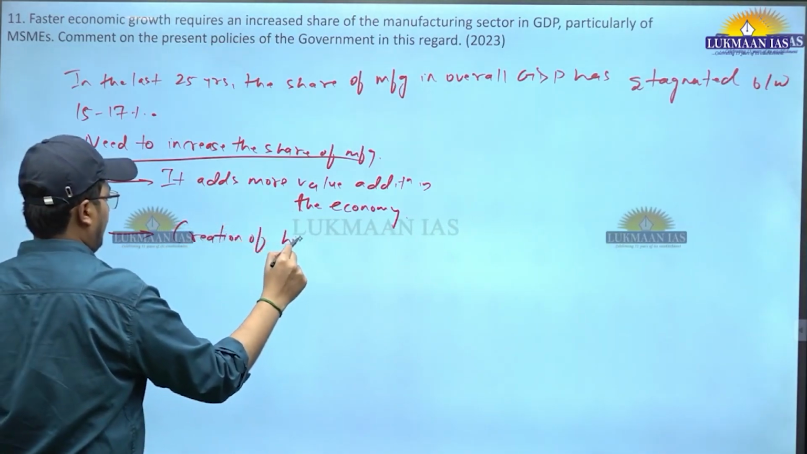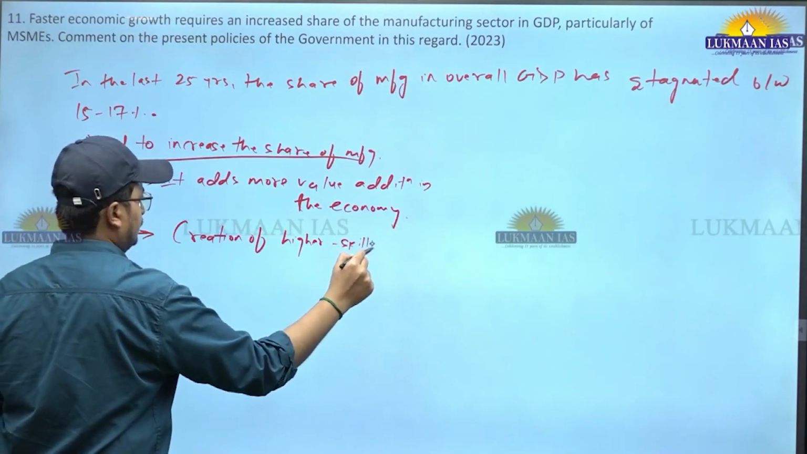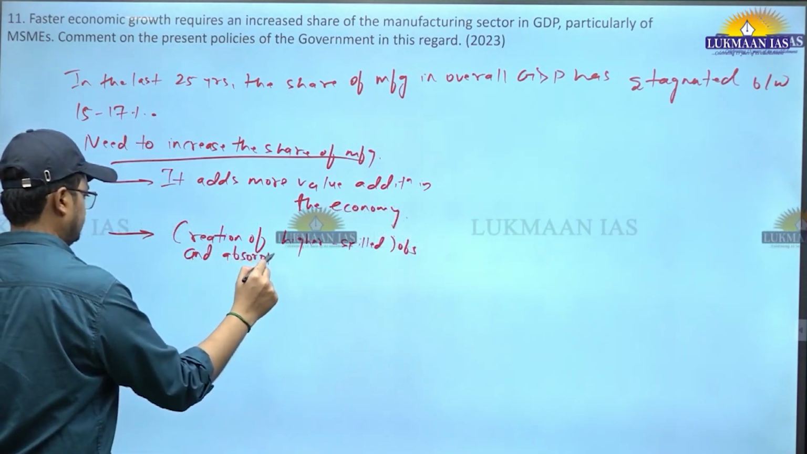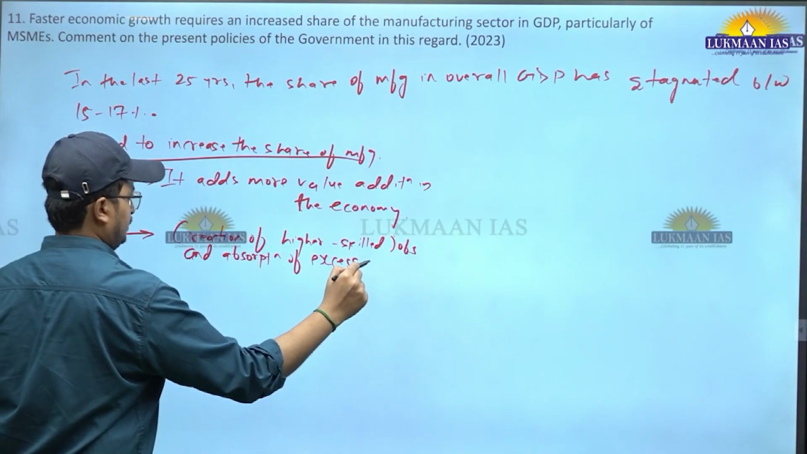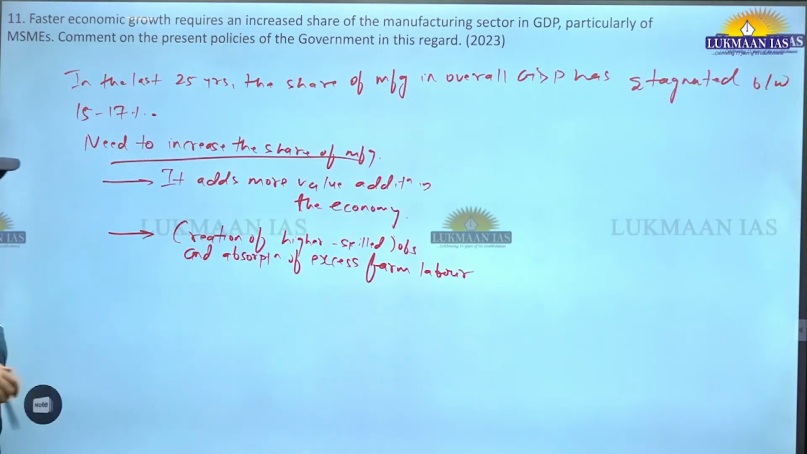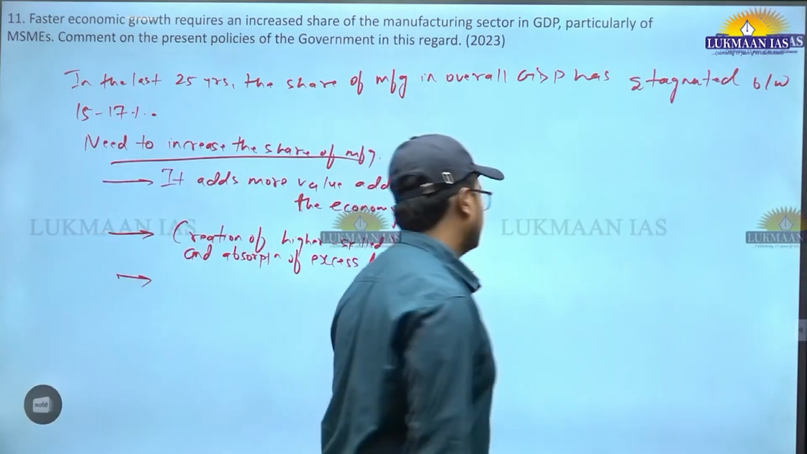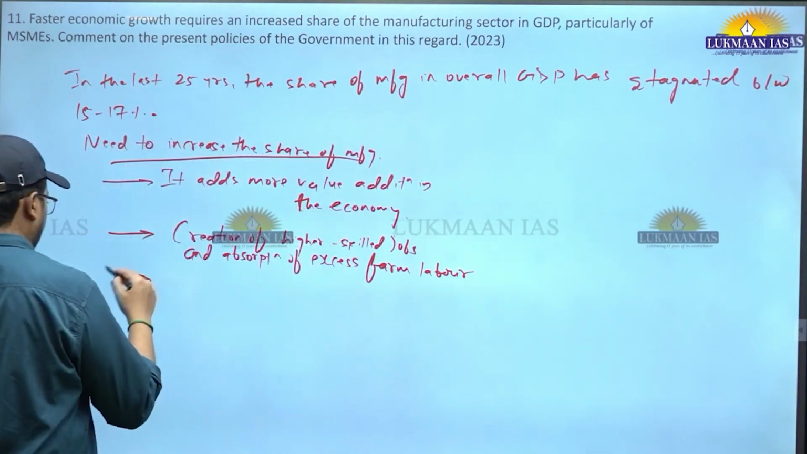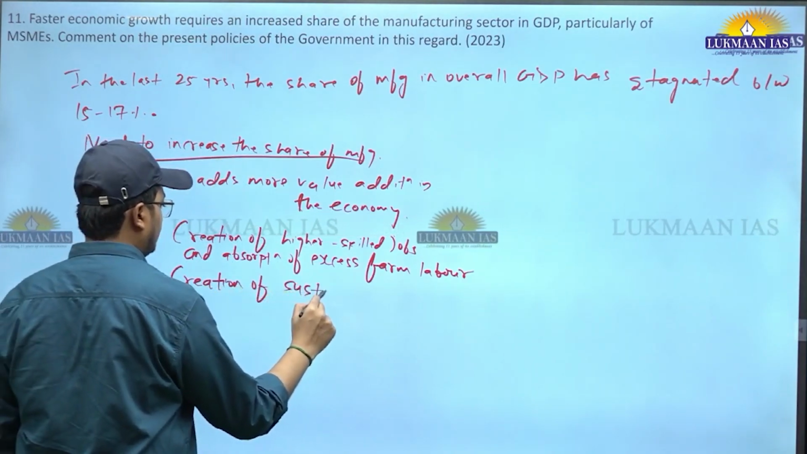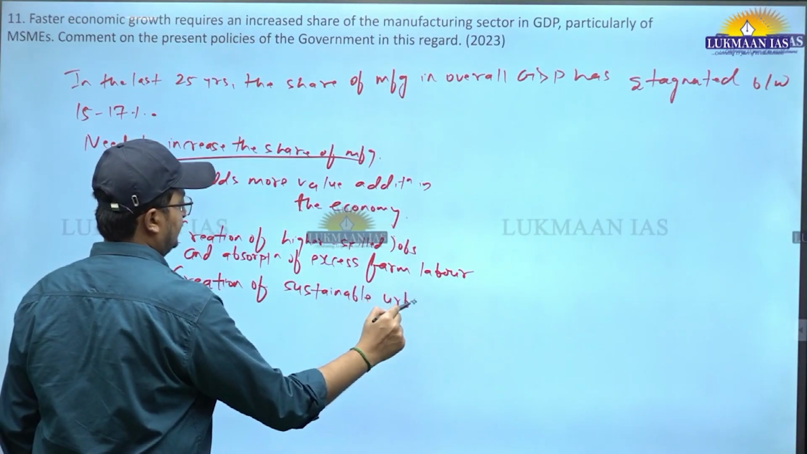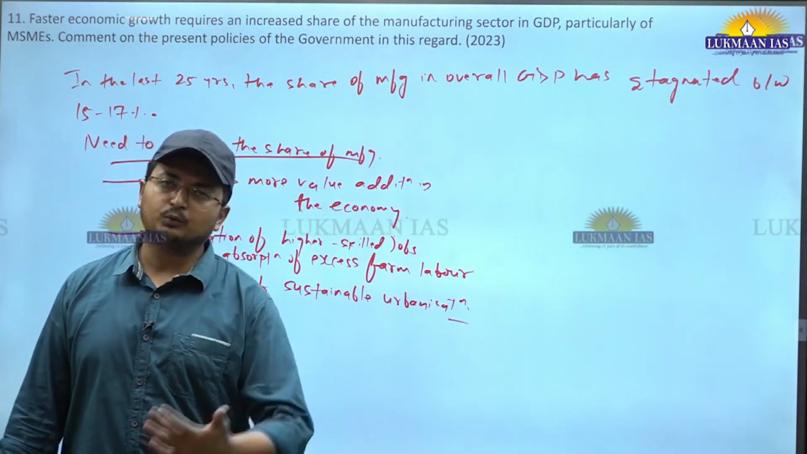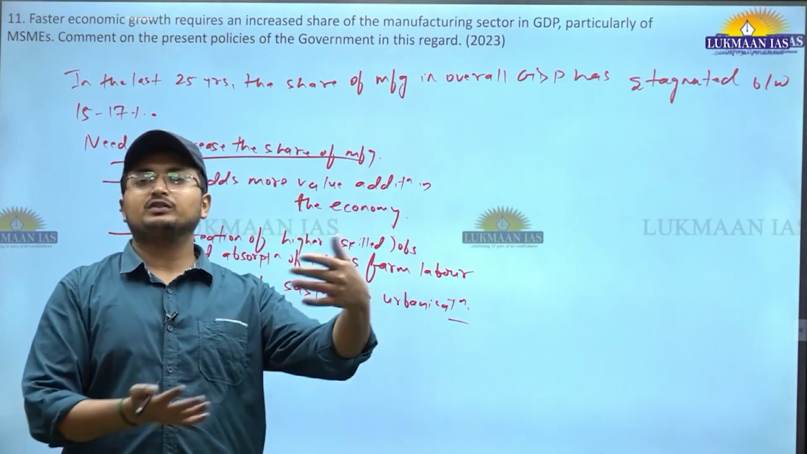Creation of higher skilled jobs and absorbing excess farm labor. Okay. Then third, obviously a third positive thing is creation of sustainable urbanization, because industrialization backed urbanization is a better mode, because the purchasing power is better in those industrial towns.